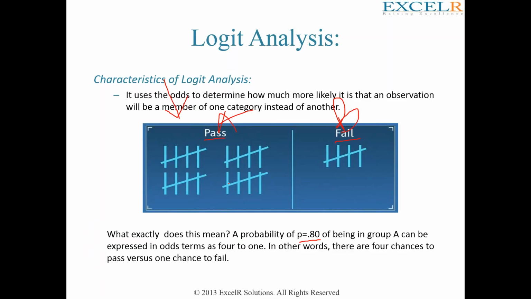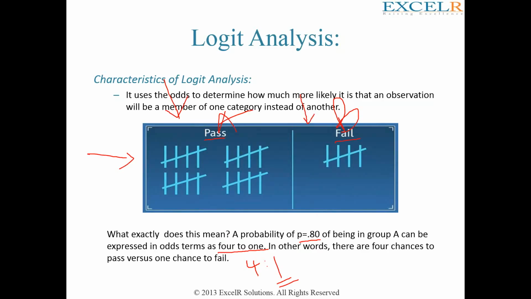This probability of 0.8 can also be expressed in odds terms as 4:1. What does this mean? There are 4 chances for a person to fall into this category called pass, versus only 1 chance that the student whom you picked is going to fall in group B.